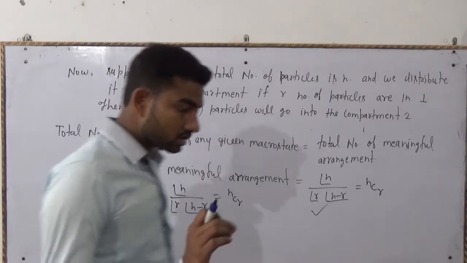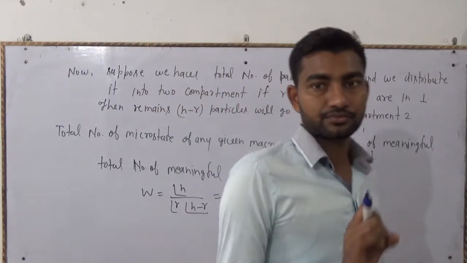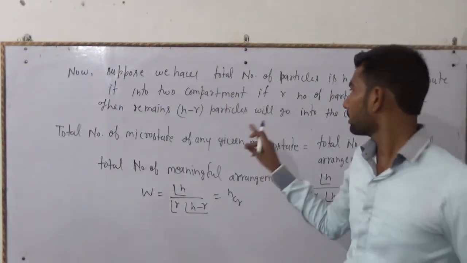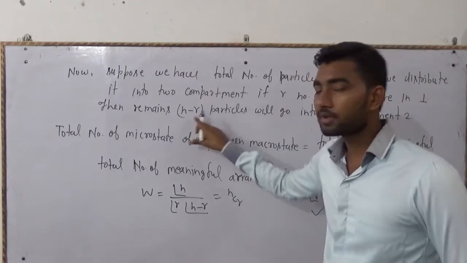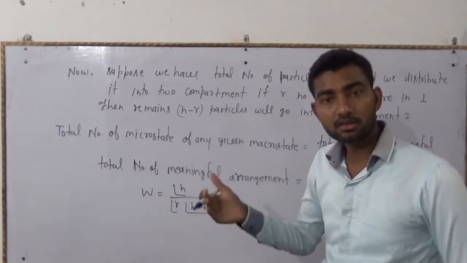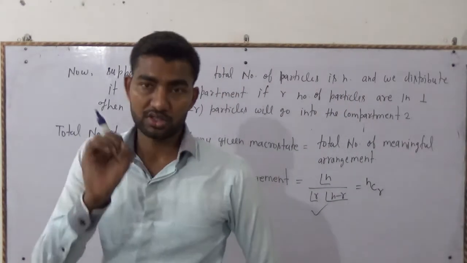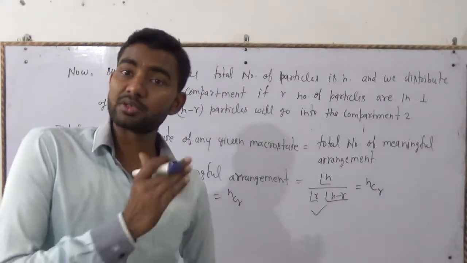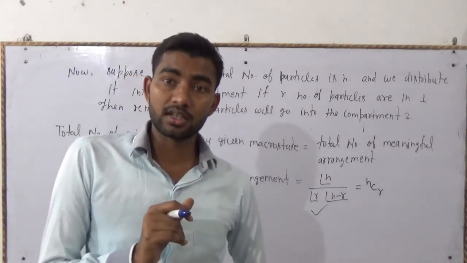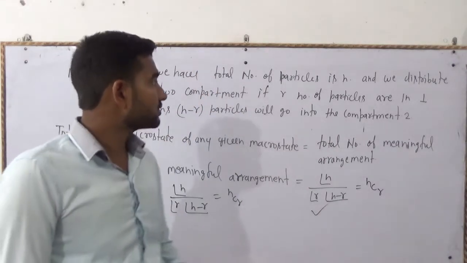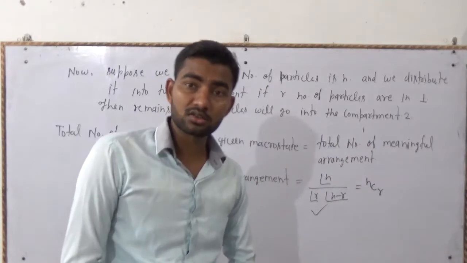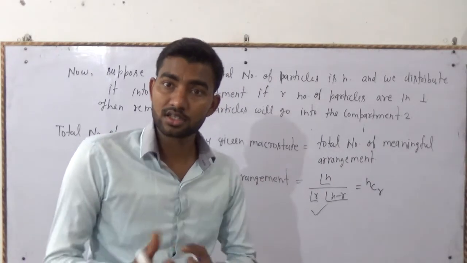Then what are the microstates? Here r, n minus r will be the microstate. Why will it be the microstate? We have told you in the previous lecture. Here we can assume this compartment as a cell also, cell 1 and cell 2.